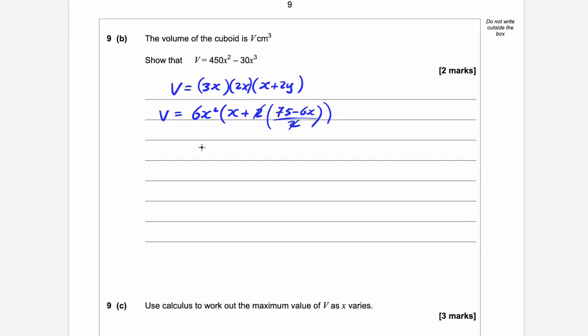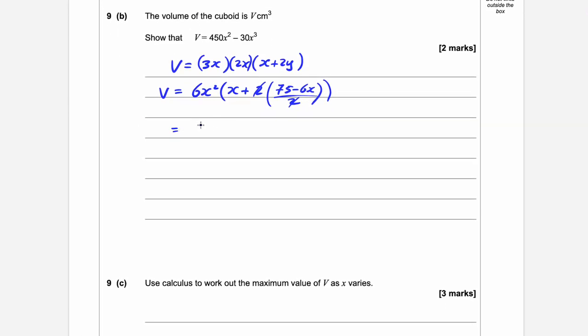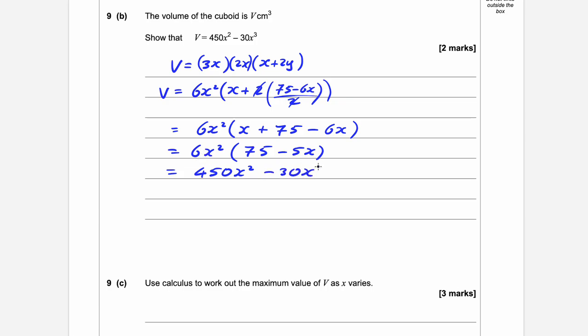Okay, and then this is equal to 6x squared into x plus 75 minus 6x. This is equal to 6x squared into 75 minus 5x, because x minus 6x is minus 5x. This is equal to 6 times 75, I'm guessing it's 450. It is, so that's 450x squared. And then this times this is minus 30x cubed, which is what we wanted, QED.